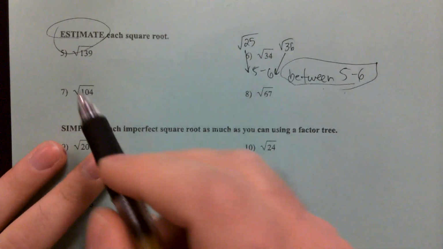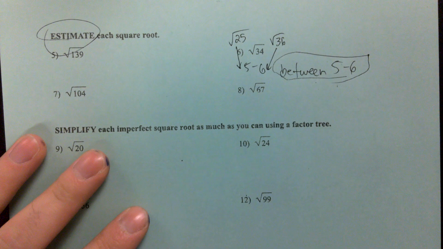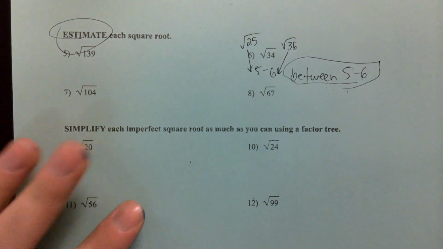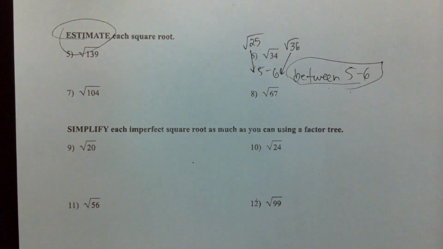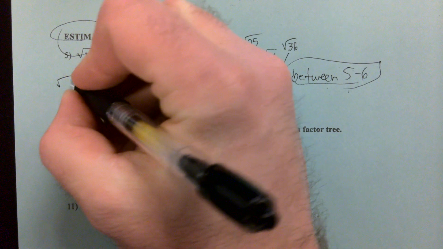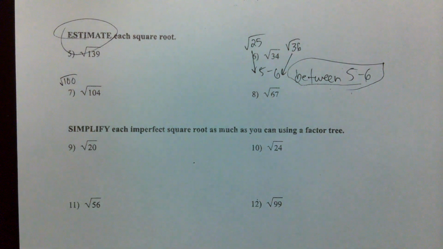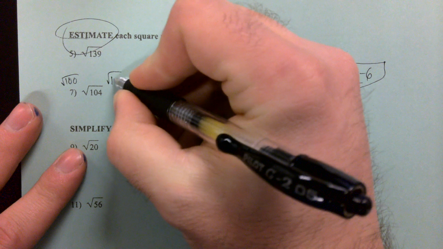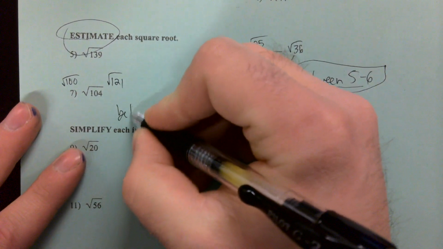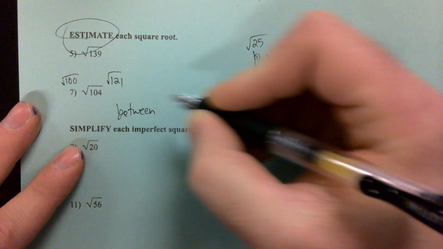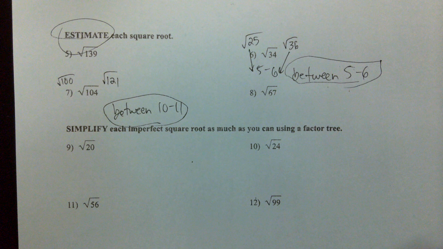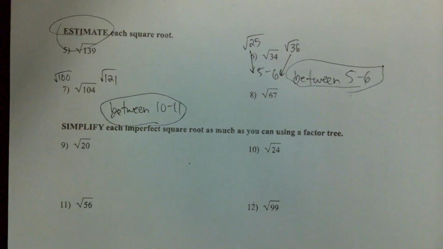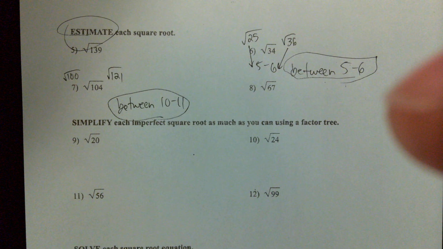Number 7, if we're looking at that, what's the closest perfect square to 104? Perfect square, so big number. What's the closest perfect square to 104? I'd probably say 100. Right? That's a little bit less. The next perfect square is 121. So where would this imperfect square fall between? 10 and 11. Right? So that's estimating. Keep in mind, make sure you're reading the directions tomorrow so you know what you're expected to do.